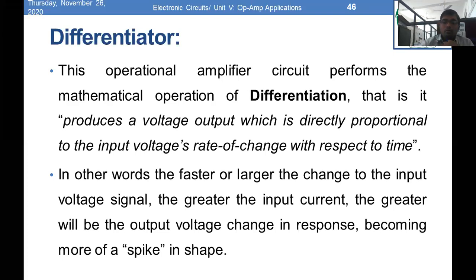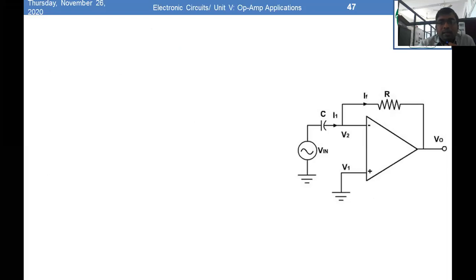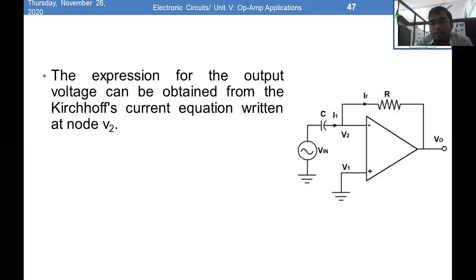Okay. So after the definition, we have to see the differentiator circuit. Again, we have to start with the ideal differentiator, and then move to the practical differentiator. So this is a very simple diagram of the ideal differentiator. This is also one kind of inverting amplifier. What we have to do is, instead of R1, we replace it with the capacitor. Here the feedback resistance is the same as in the inverting amplifier, only R1 is replaced by C.